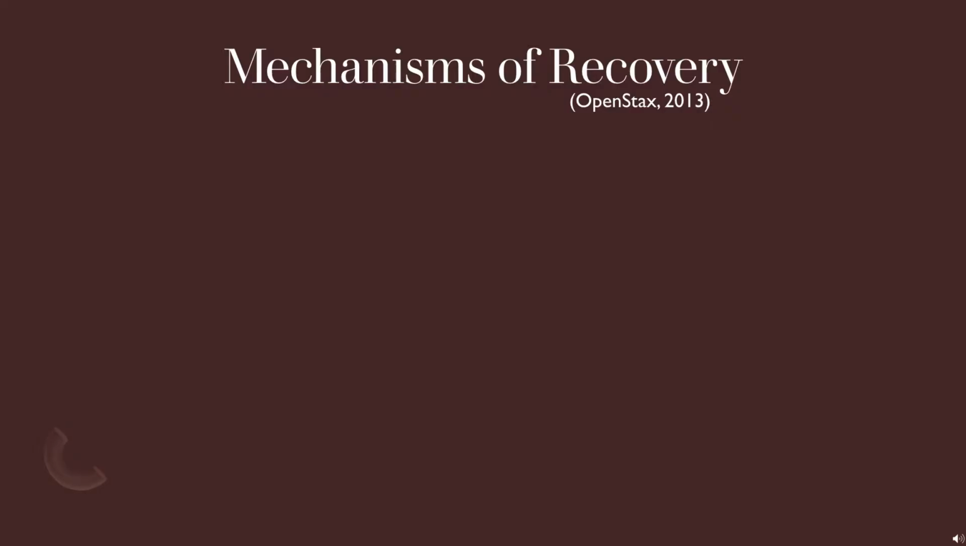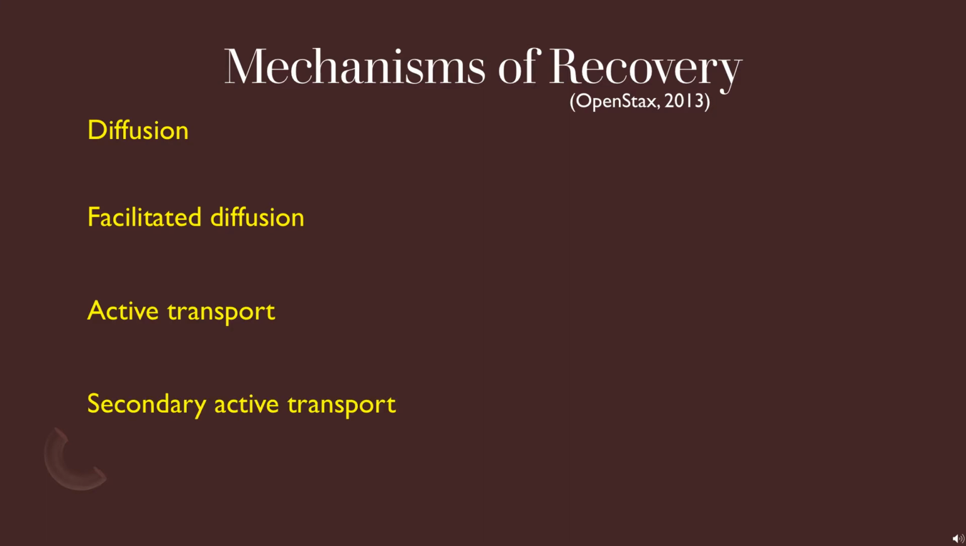There are several different mechanisms that involve the movement of substances across membranes, either for reabsorption or secretion. Those mechanisms include diffusion, facilitated diffusion, active transport, secondary active transport, and osmosis.